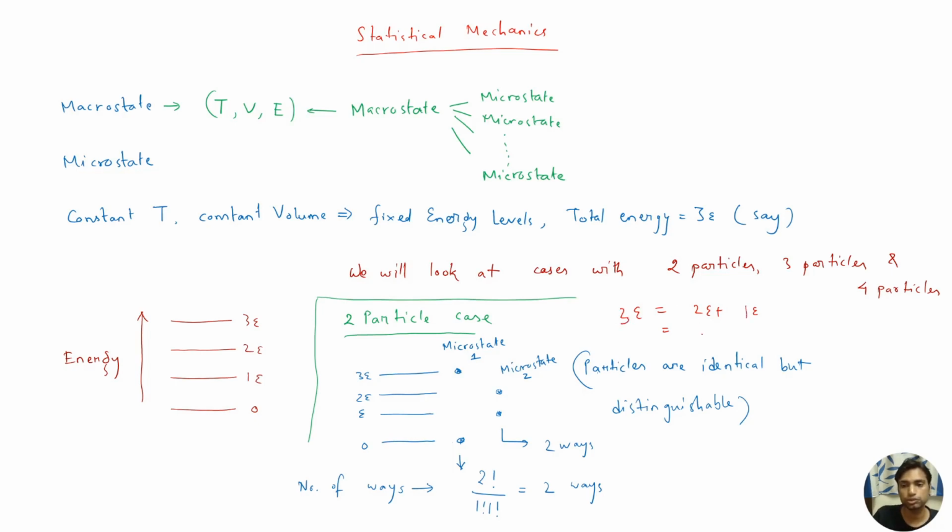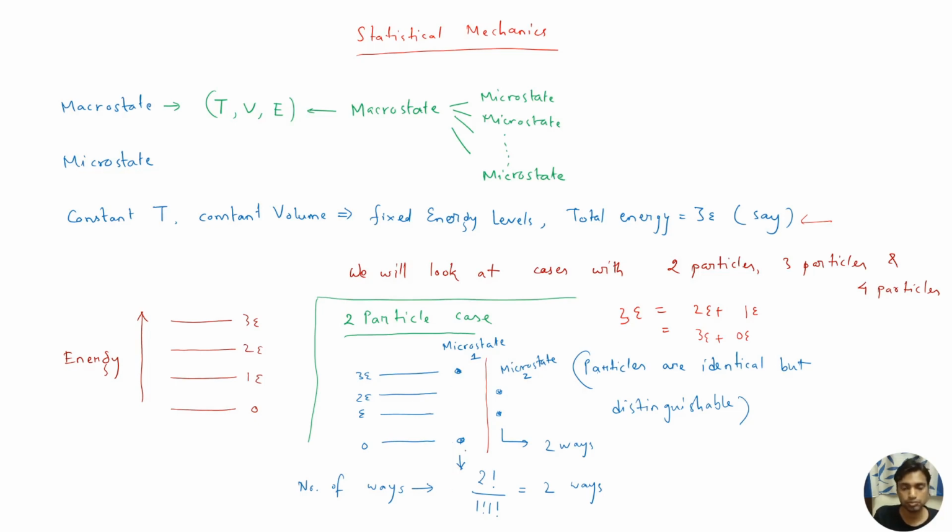So this is one of the configurations. We have the 3e energy level as well. So these are the two different ways in which we can have the energy 3e. This microstate corresponds to 3e plus 0e, and this corresponds to 2e plus 1e. Now this is a microstate corresponding to the macrostate labeled by these 3 variables, T, V and E.